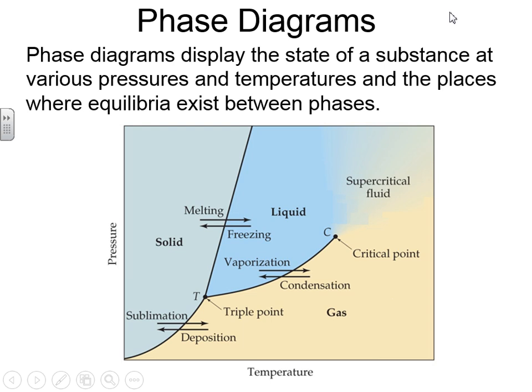This is Unit 6, Video 7. In this video, we will take a look at the famous phase diagrams. Now, a phase diagram actually shows the phases, or the states, of a substance, the three states of substance, solid, liquid, gas, at various pressures and temperatures.